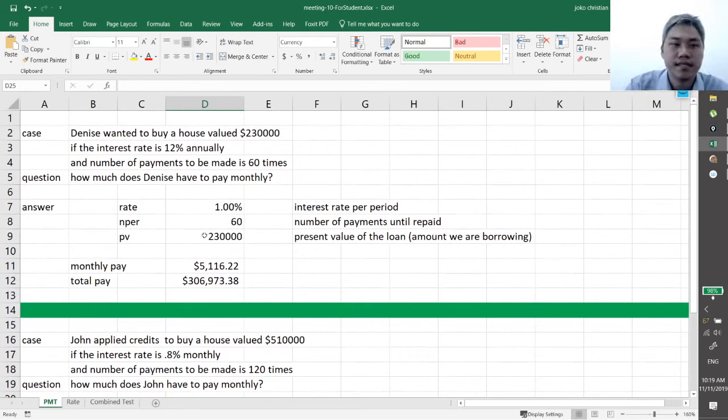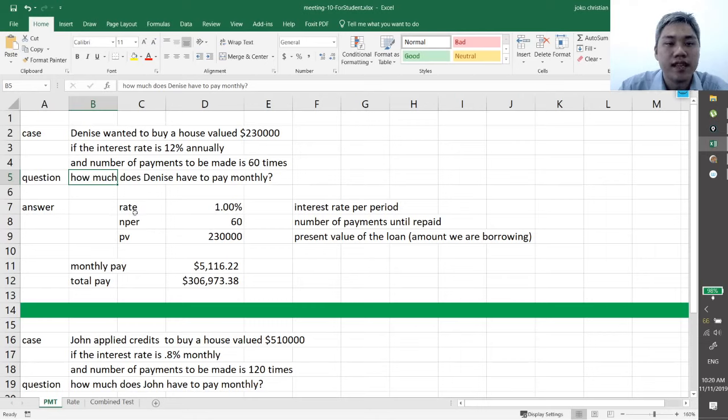Okay, let's see the case study. We have a case. Denise wants to buy a house which is valued $230,000. And the interest rate is 12% annually, and the number of payments to be made is 60 times. The question is how much Denise has to pay monthly. Okay. Now, to answer this, we can use the PMT function.